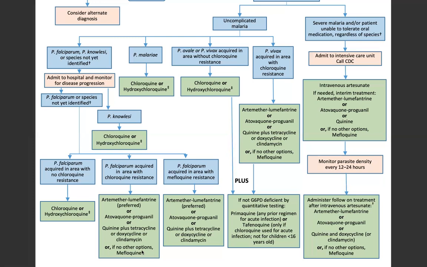There is "or," not all. You have to choose any one antibiotic, either tetracycline, doxycycline, or clindamycin. Among these antibiotics, doxycycline is the preferred one, because it has fewer adverse effects compared to tetracycline. So these are the main drugs we can utilize for management of malaria.